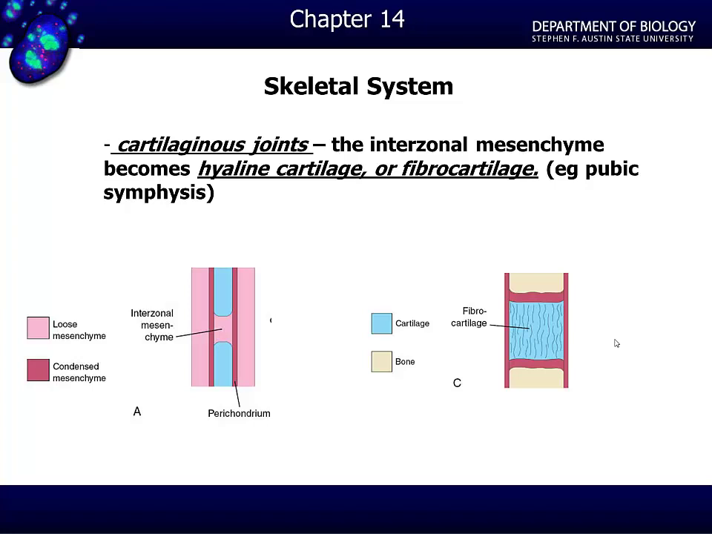We can also have cartilaginous joints, and we see these such as the pubic symphysis. We're going to have a fairly similar mechanism for preparing these from our precursor tissues. However, instead of becoming just that fibrous connective tissue that's filled in with bone, in this case our cartilaginous joints, that fibrous tissue is going to be filled in with fibrocartilage, possibly even hyaline cartilage. Fibrocartilage is going to be the typical type that we see filling in.